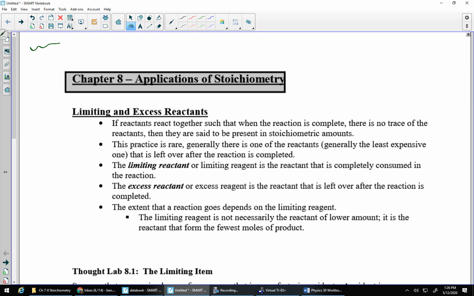Limiting and excess reactants, or sometimes called reagents. Sometimes reagents, sometimes reactants. You just know that means the same thing. Essentially what we've talked about so far is this first bullet point. So the reactants react together and the reaction is complete and there's no trace of the reactants. They're said to be present in stoichiometric amounts. So in other words, the amount of reactant A plus the amount of reactant B perfectly reacts to make AB, the compound. So perfectly reacts. That's not very realistic.